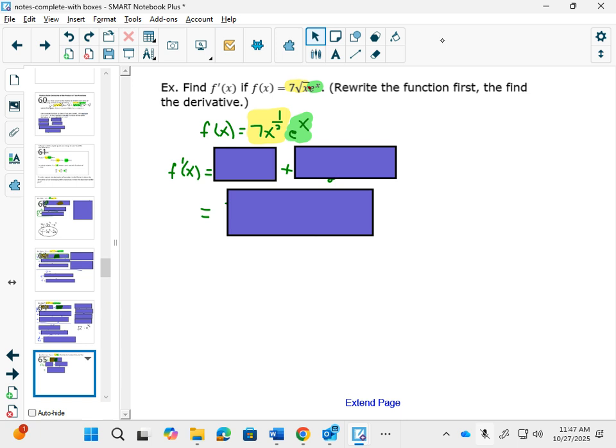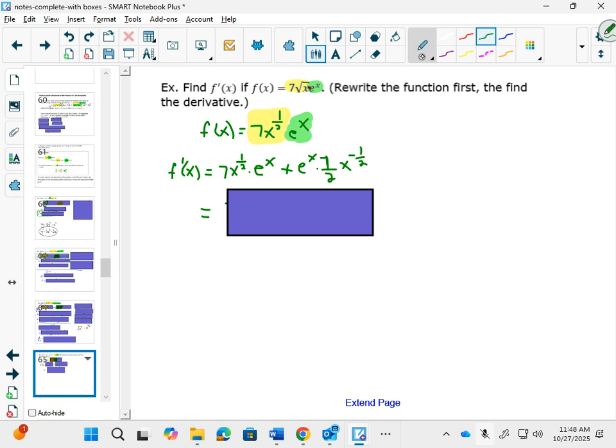There is no way that we can simplify this to use our previous shortcuts. We have to use our product rule. So what does the product rule say? Keep the first one the same. There it is, keep the first one the same.